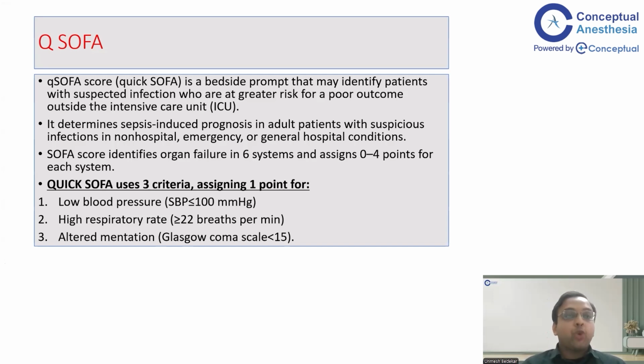So the first and foremost is low blood pressure, with systolic blood pressure being less than 100 mmHg, high respiratory rate of more than 22 breaths per minute, and altered mentation with a Glasgow Coma Scale of less than 15. All these 3 criteria, each assigned 1 point, come under the quick SOFA score.